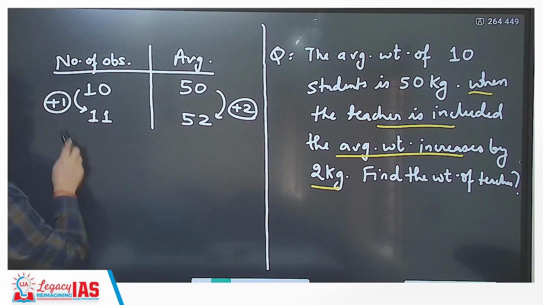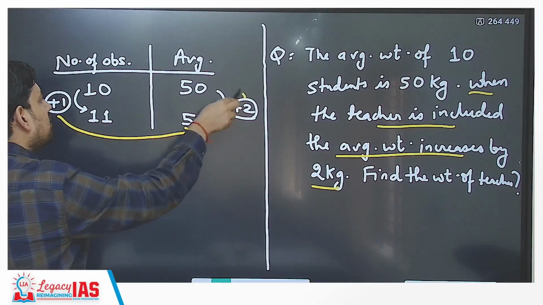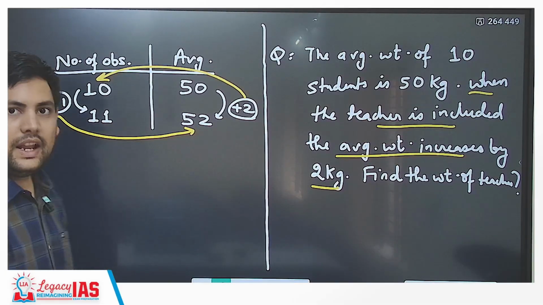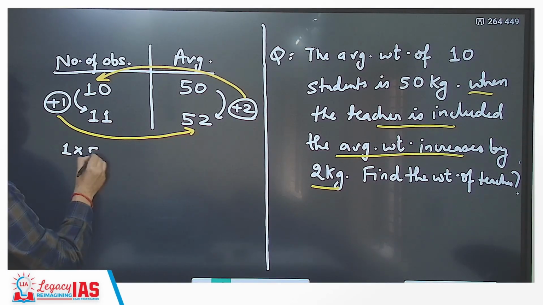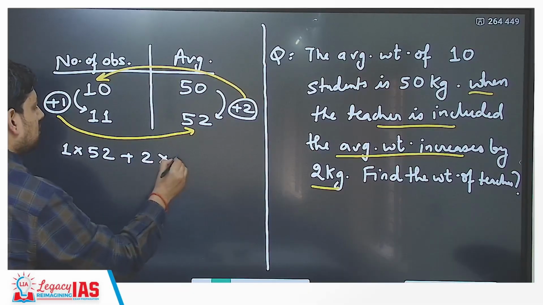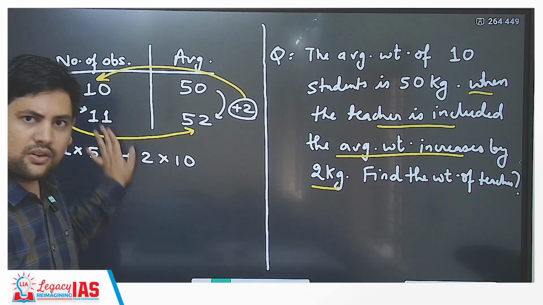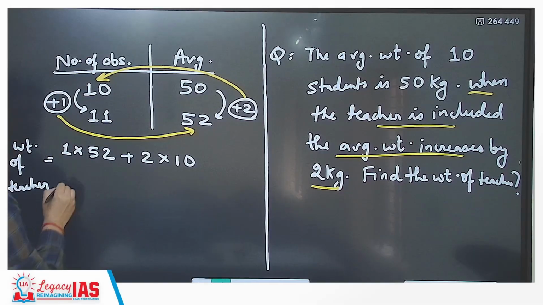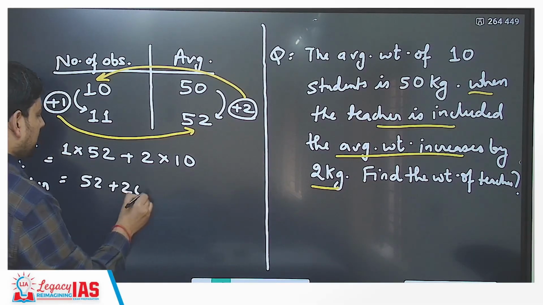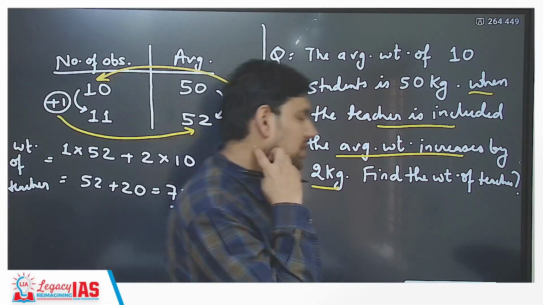So how do you calculate this? You take this 1, you multiply it with the lower number, take a smiley, and then you take this 2, you multiply it with the upper number and add both of them. Okay, so this will become 1 into 52 plus 2 into 10. Why? Because both are plus. This will be equal to the weight of the teacher directly. It's a simple trick of using these two smileys, and you will get the weight of the teacher directly. So this becomes 52 plus 20. This comes out to be 72 kg. This is the weight of the teacher.